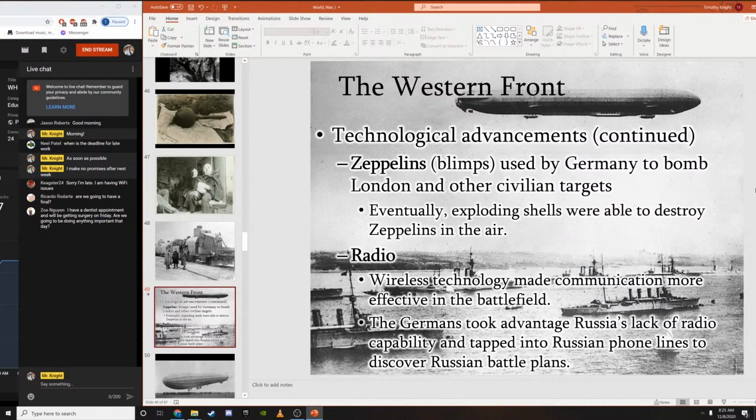Also, really important to World War I was the use of radio. Wireless technology using radio signals, FM and AM in particular, made communication more effective in the battlefield. So the Germans took advantage of Russia's lack of radio capability and tapped into Russian phone lines to discover the Russian battle plans before they had actually initiated their battles. And so radio was super important for communication over long distances and coordinating offensives, particularly on the Eastern Front, where the Germans were fighting against the Russians.